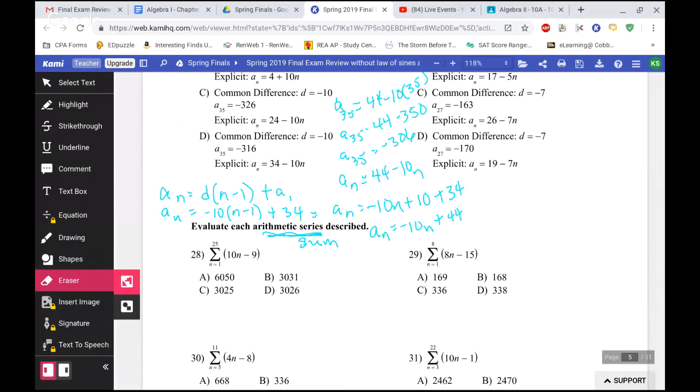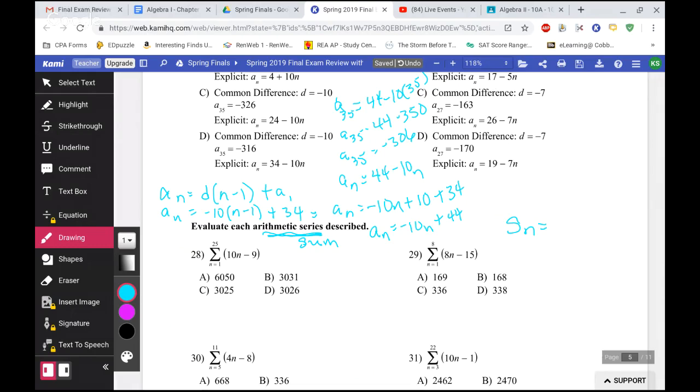And the arithmetic series, when you see the formulas, it's going to have an S on it, for series or sum. Sorry, does that make sense?